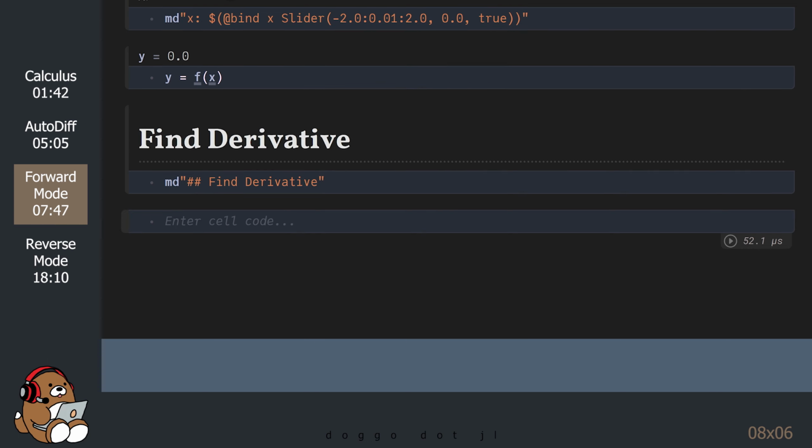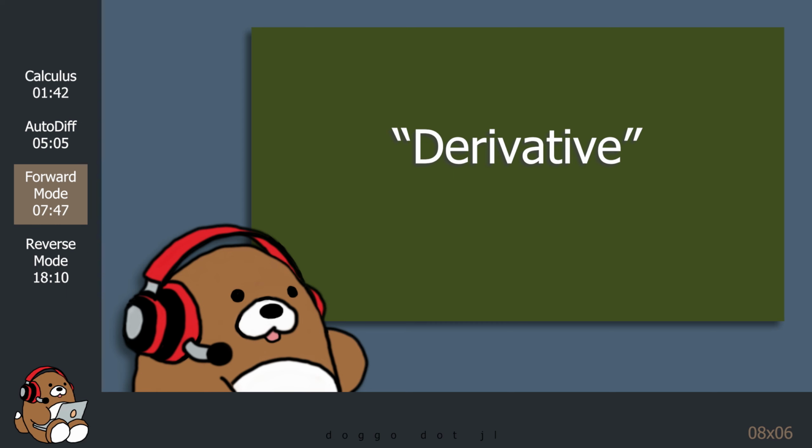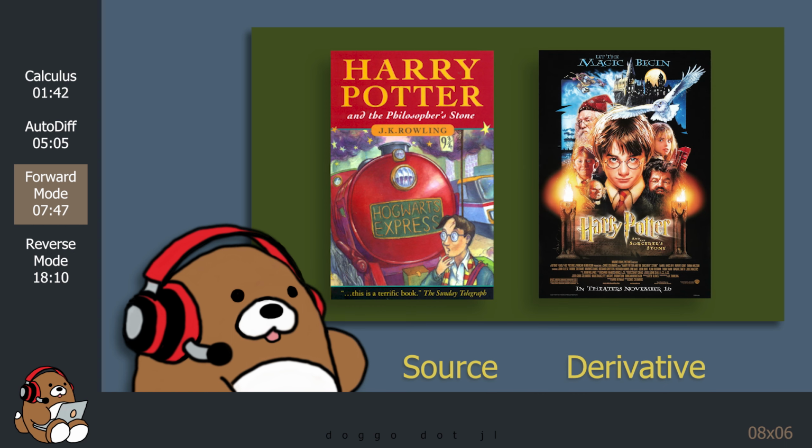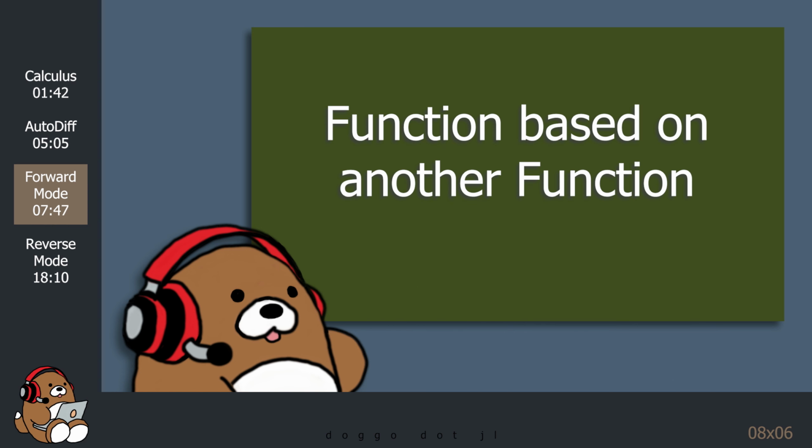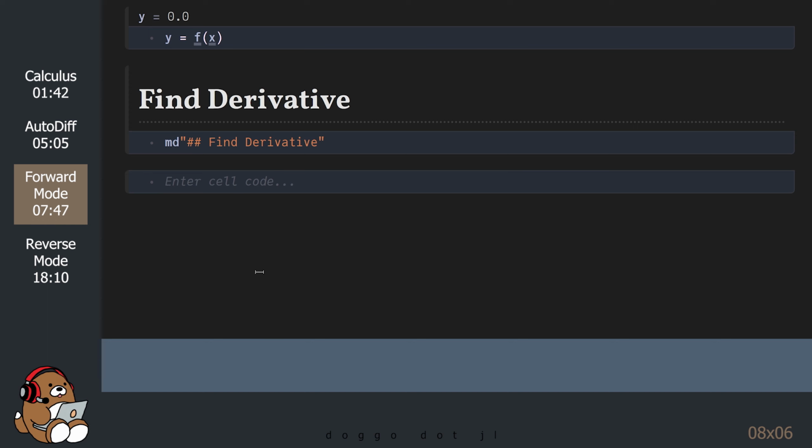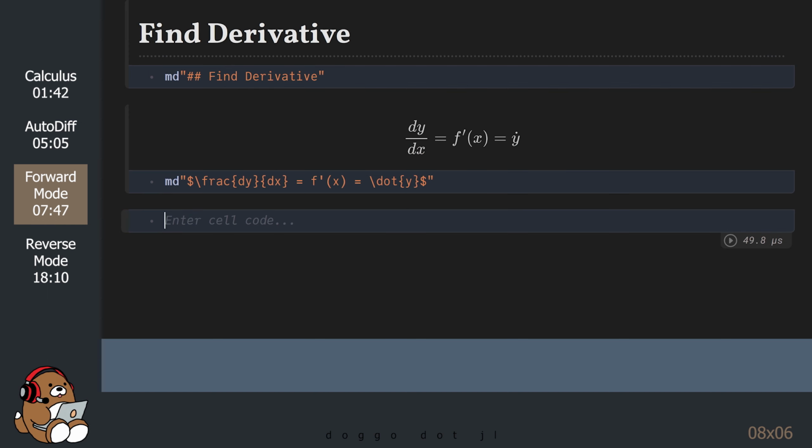In English, the word derivative means something that's based on another source. For example, a movie based on a book is a derivative of that book. In calculus, a function based on another function is said to be its derivative. There are several different notations that are used for the derivative, but they all mean the same thing.